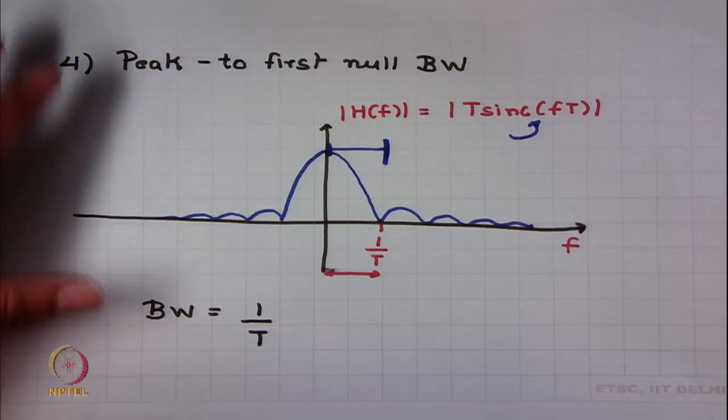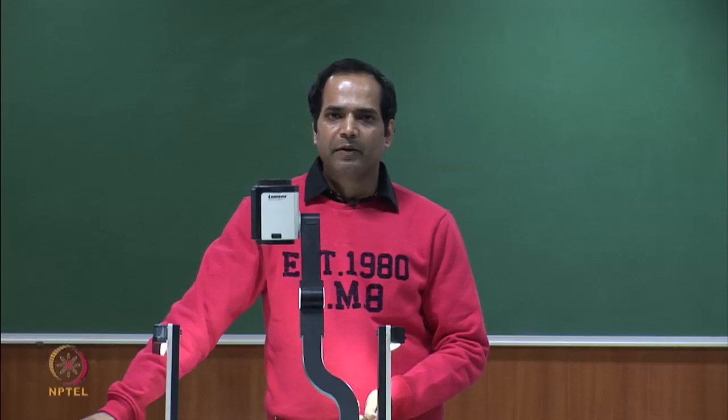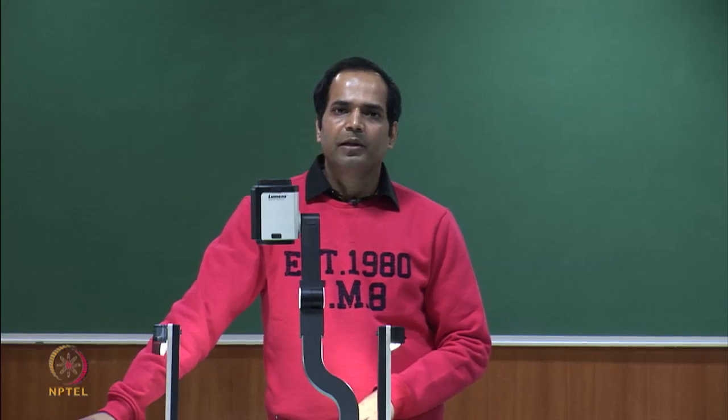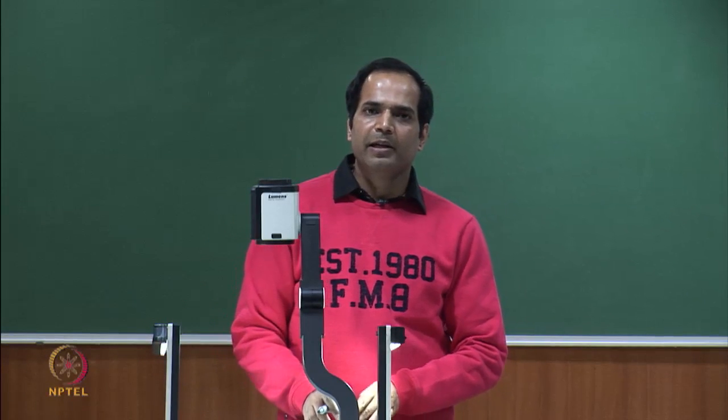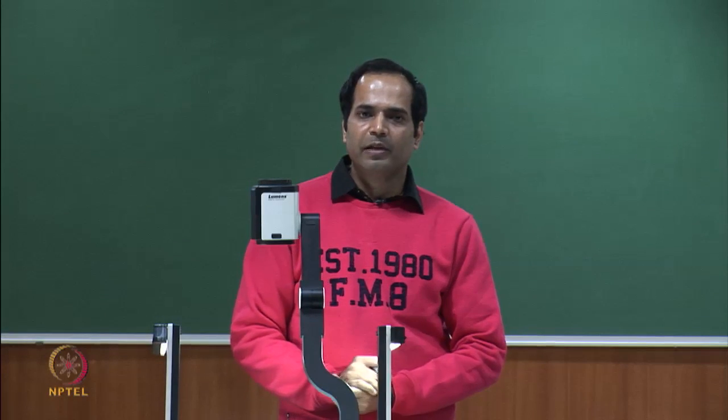So, there are different definitions of bandwidth that we have considered. We have looked into the fractional containment bandwidth, the equivalent rectangular bandwidth, peak to first null bandwidth, and 3 dB bandwidth, and not surprisingly these different definitions of bandwidth have given us different results, and thus the choice of definition of bandwidth depends upon its context.